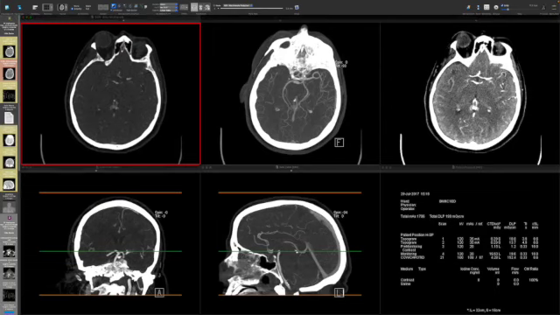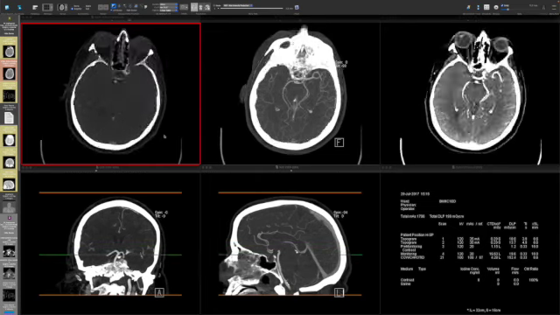We're going to go through a CT angiogram. This is case 9221. The companion case is the non-contrast head CT, case 9220. So please watch the 9220 video first, and then this one, 9221.